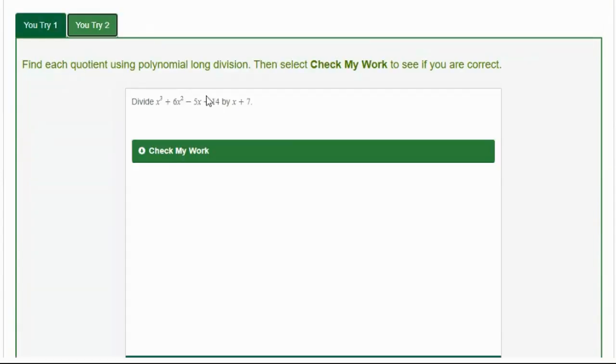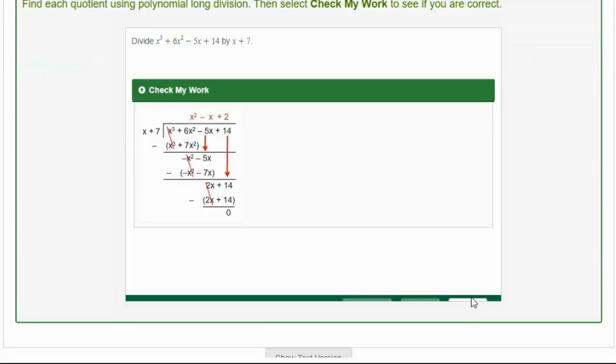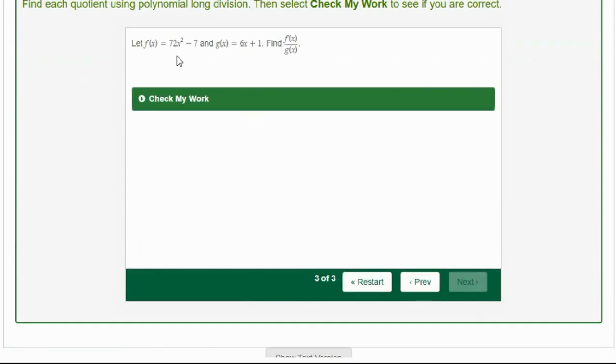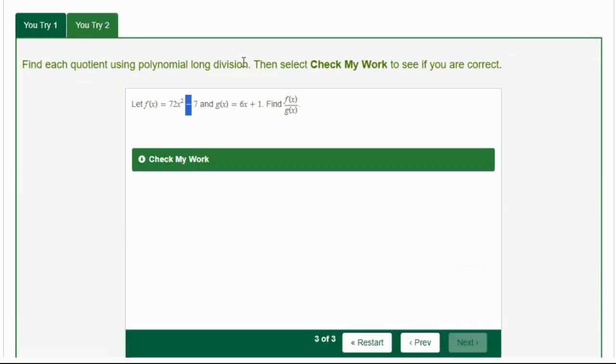Let's go on and look at divide by x plus 7. Check my work. Oh, there's more down here. There's 3 problems there. Divide x minus 5. Check my work. 7x squared minus. There's one you have to account for the missing x term. But let's go to page 5. Let's see if we can get one that's a little trickier.